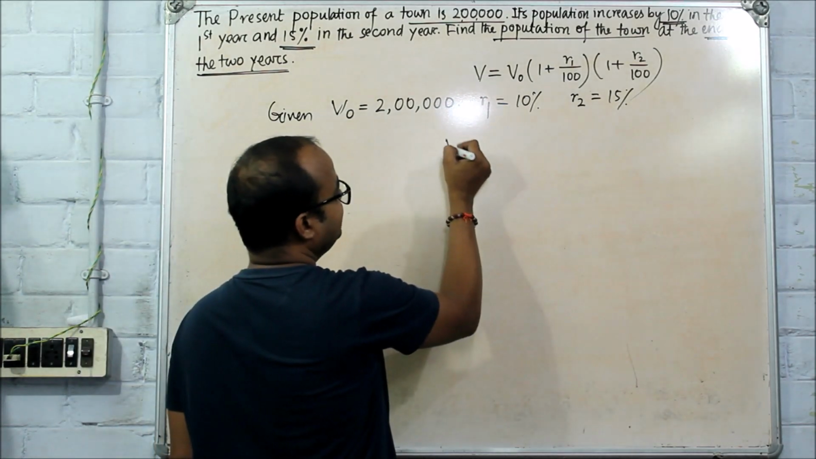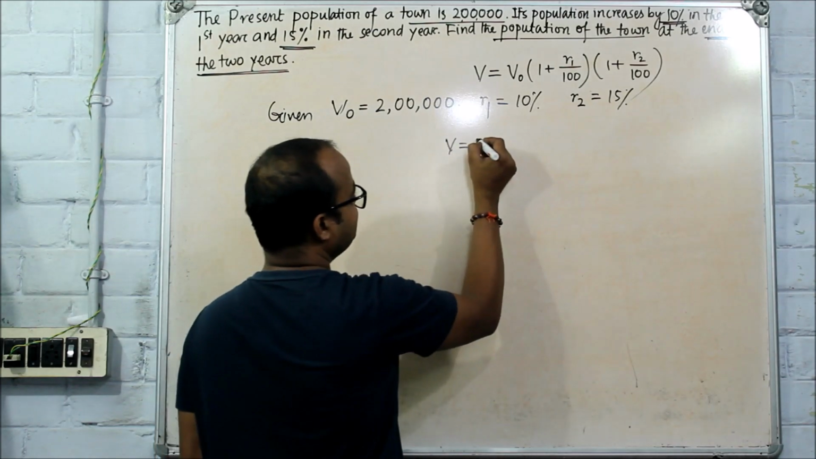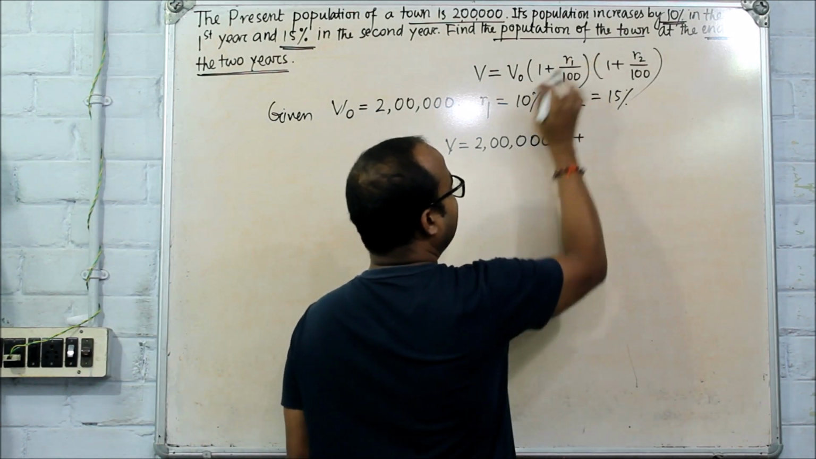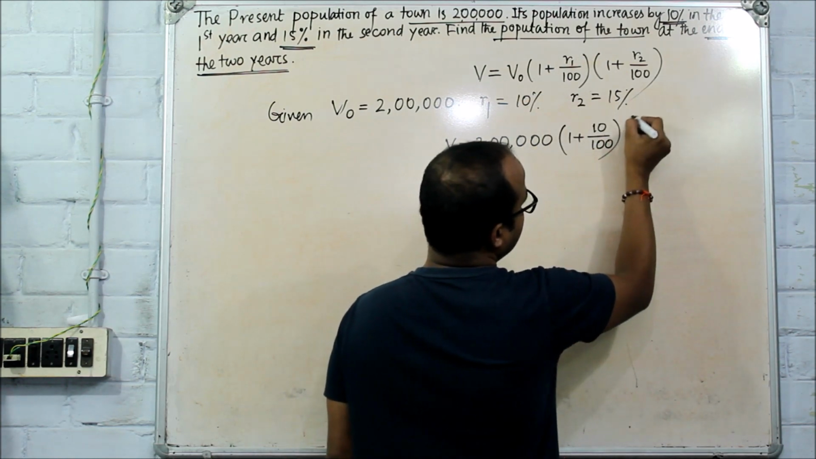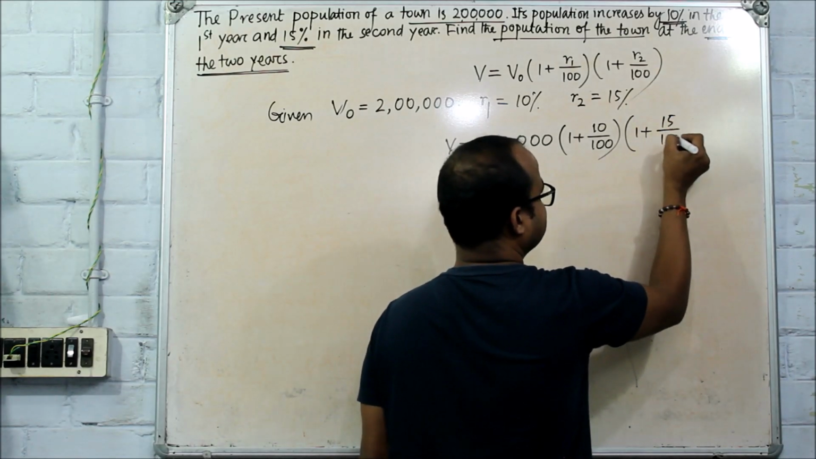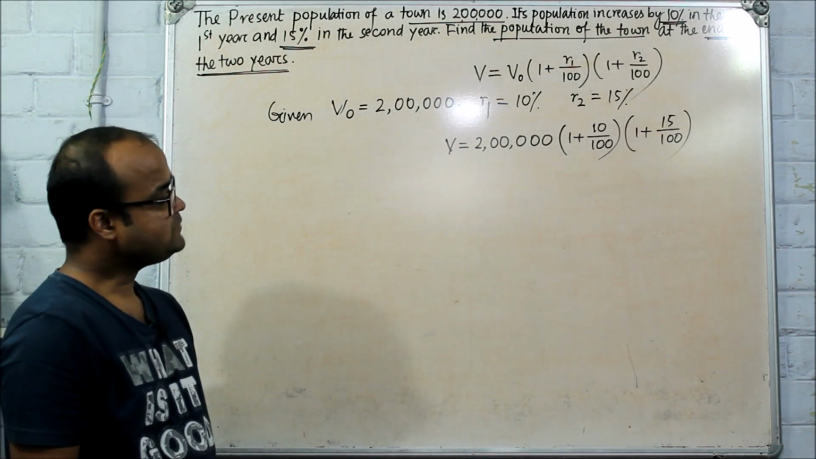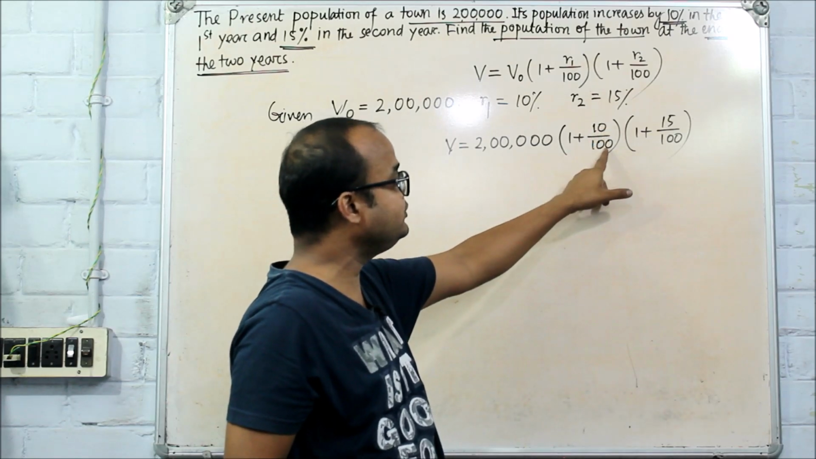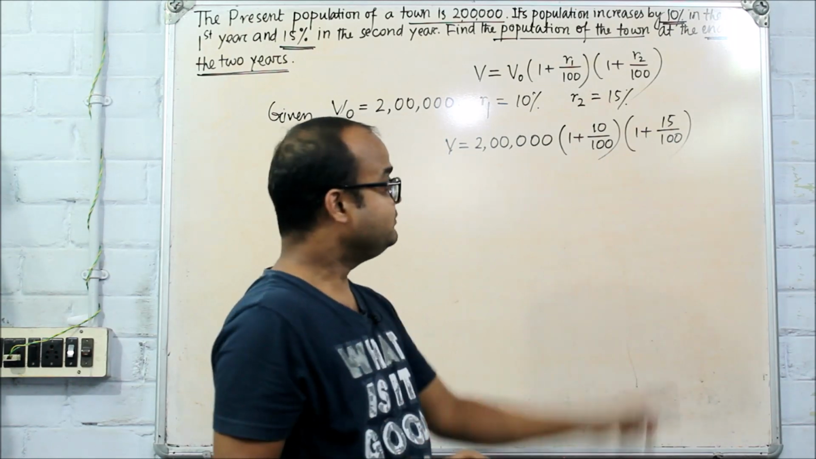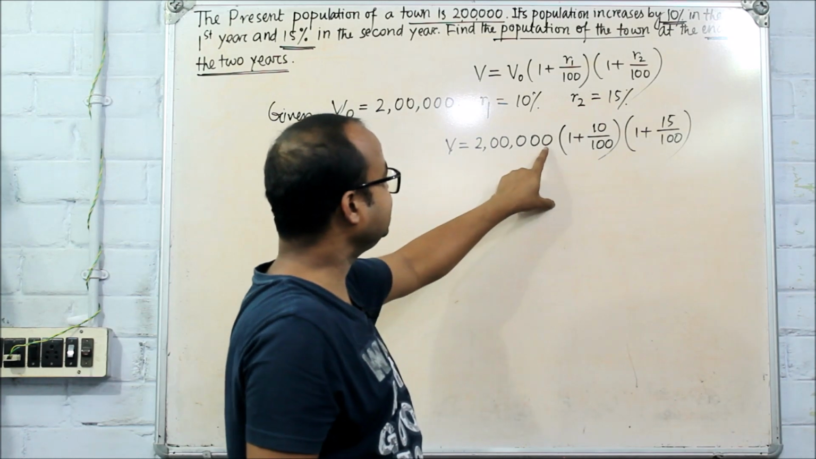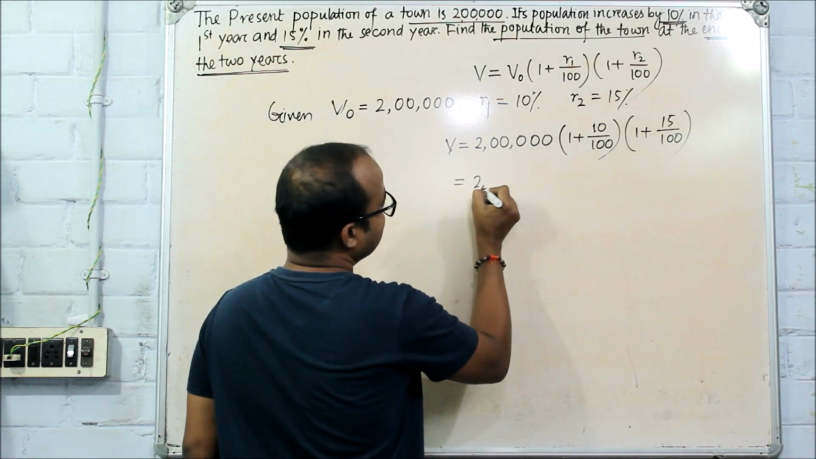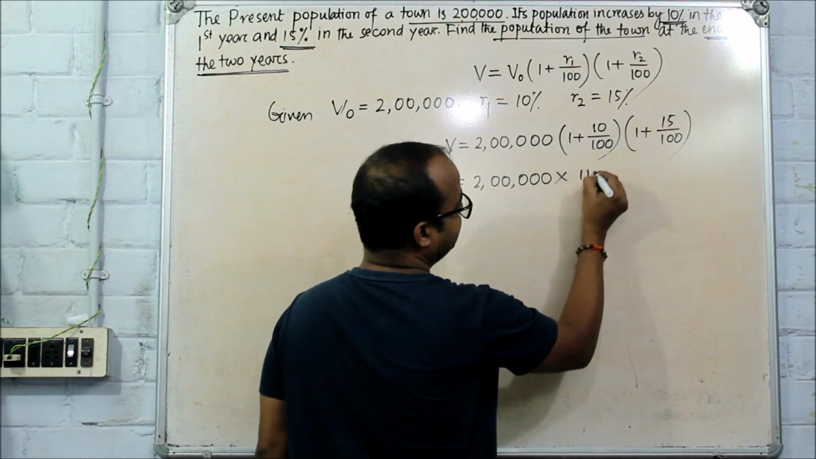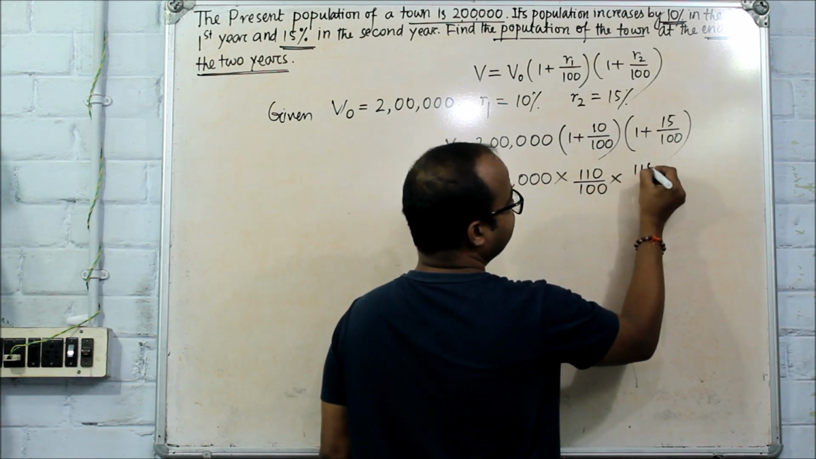Clear? So now applying the formula. V is equal to, in place of V0 we substitute 2 lakh, into 1 plus R1, that is 10 by 100, into 1 plus R2 by 100, that is 15 by 100. Clear? Now we simplify the term within the bracket. Now I am not going to cancel this 10 with this 10, this 5 with this term. No, because here I am getting 1 2 3 4 zeros, that I will directly cancel with this term. So 2 lakh multiplied by, if you simplify this, 100 into 1, 100 plus 10, so 110 by 100 into 115 by 100.